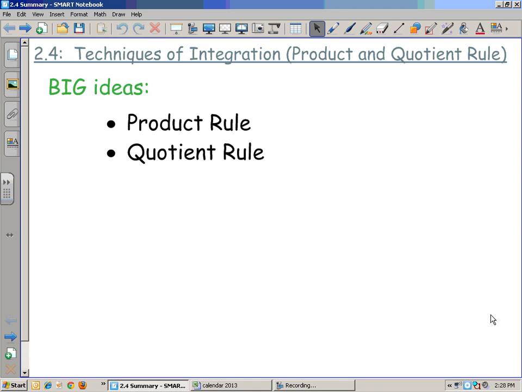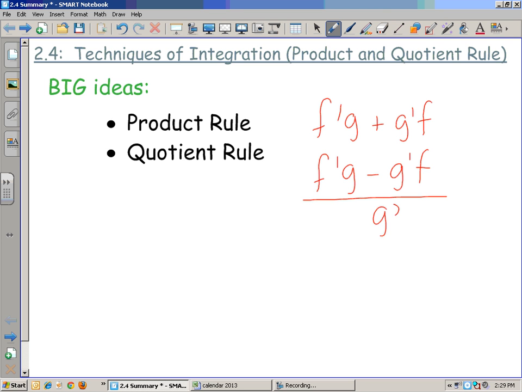All right, so 2.4 summary, techniques of integration. The two things we're going to talk about today are the product rule and the quotient rule. Your book uses some slightly different notation, and I'm going to go with what works for me. For the product rule, f prime g plus g prime f. And for the quotient rule, it's f prime g minus g prime f all over g squared. And those are the two rules.